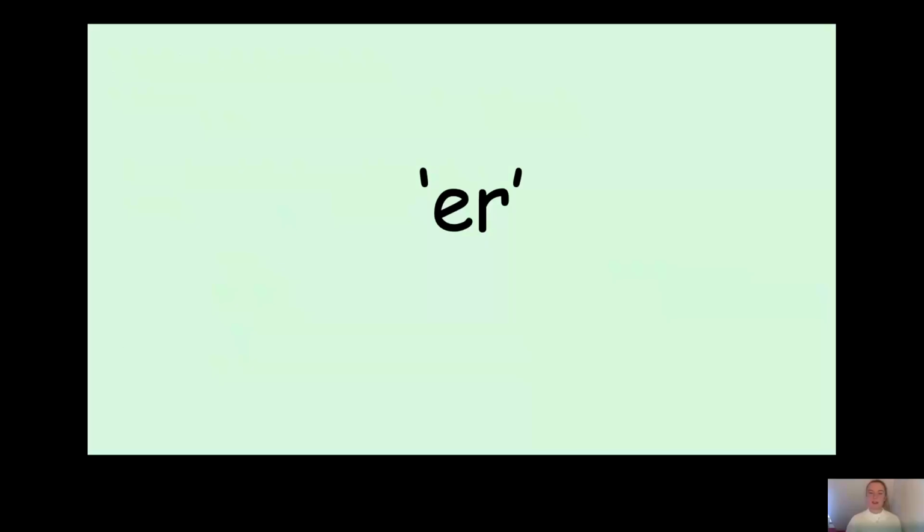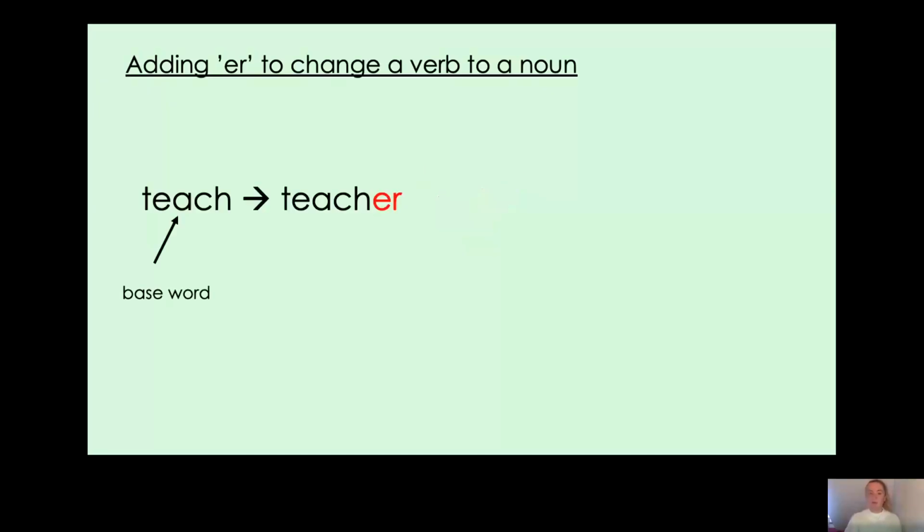Okay, now today, well, this week, we're going to be learning about a new suffix, which is the suffix er. Now, we added the suffix est to change adjectives into superlative adjectives. I wonder what we can do with the suffix er. Well, there are 2 different things we can do with the suffix er, and today we're going to learn about one of them. So with the suffix er, you can change a verb.